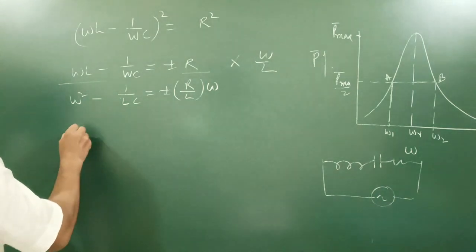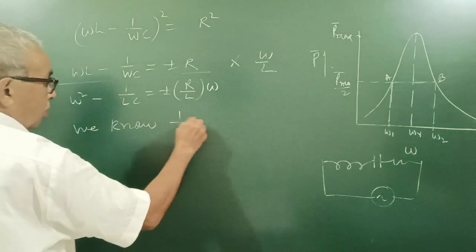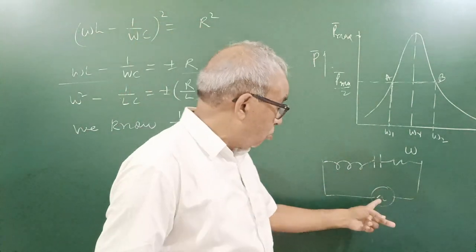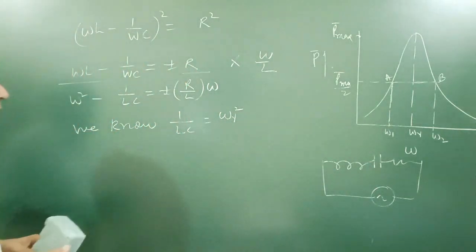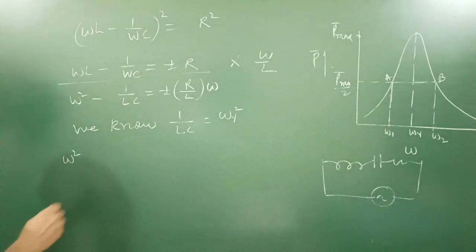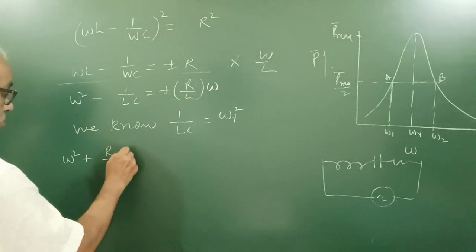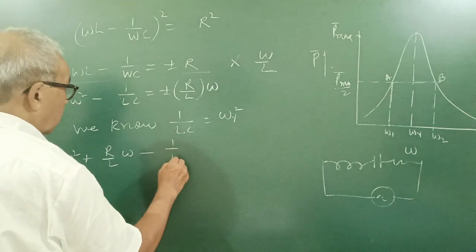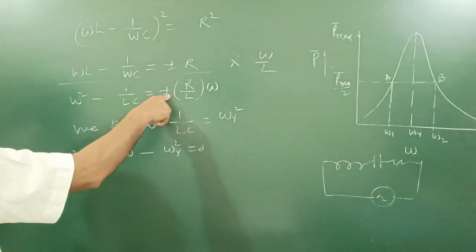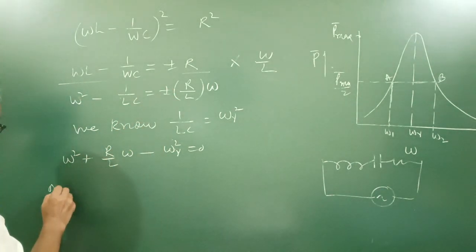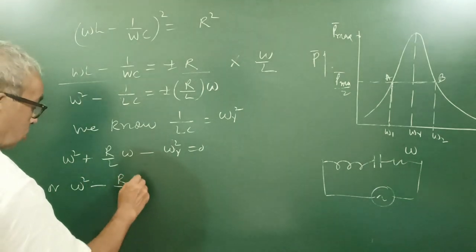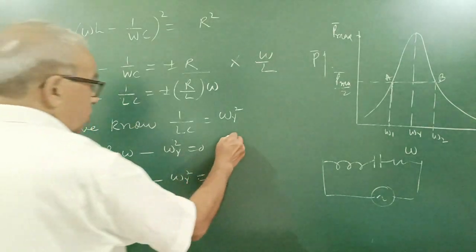Now 1 upon LC we know equals omega R square, but the frequency will depend on L and C. If the frequency of the source matches with this frequency, then that is the resonant frequency, omega R. So we can write two equations: omega square plus R by L omega minus 1 upon LC, meaning omega R square, equal to 0, if I take the minus sign; if I take the plus sign, omega square equals R upon L omega plus omega R square. These two equations are from this one.